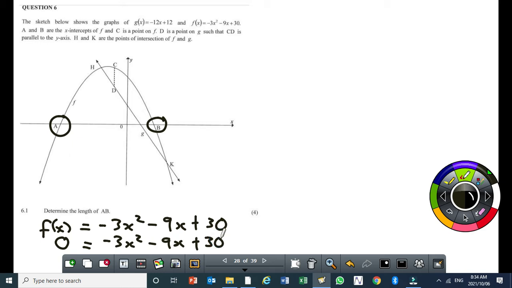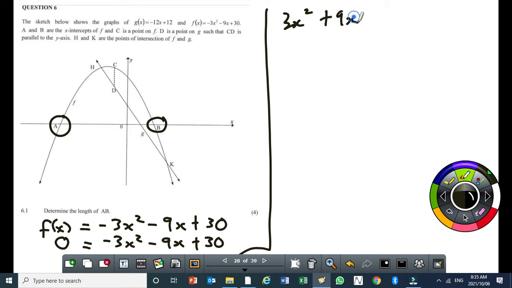Now, it's always better to have a coefficient of x squared which is positive. So you take the minus 3x squared to the right, it becomes positive 3x squared. The minus 9x becomes positive 9x, and the positive 30 becomes minus 30. Then you must check if there's a common factor. Always check if there's a common factor.